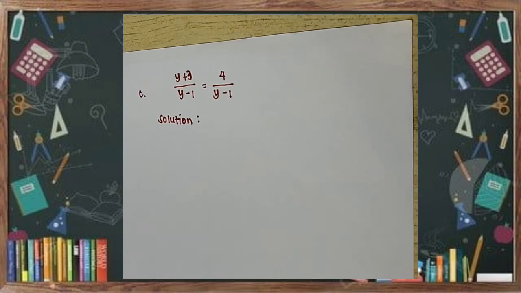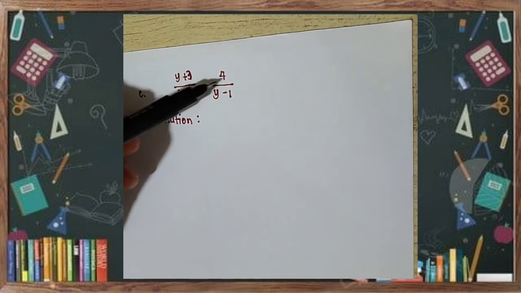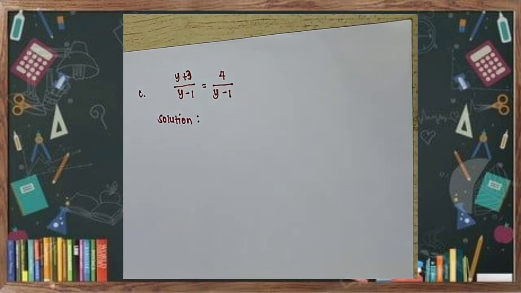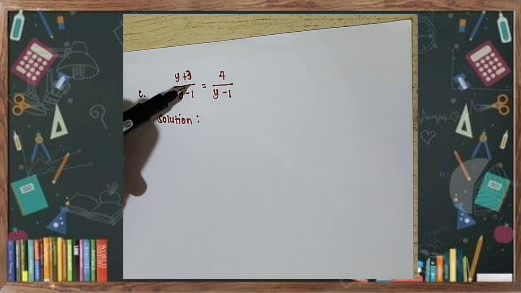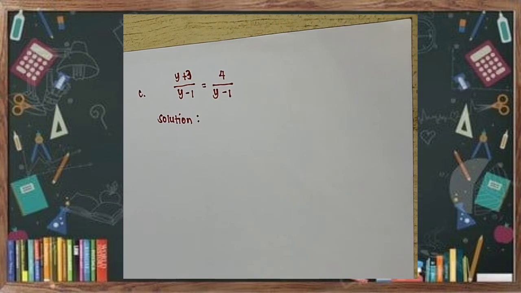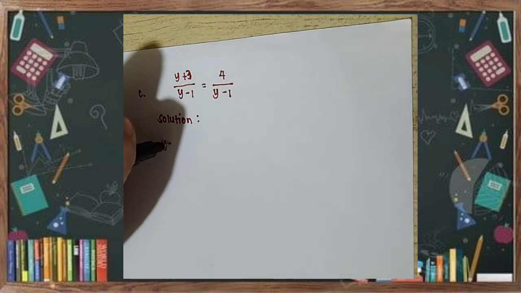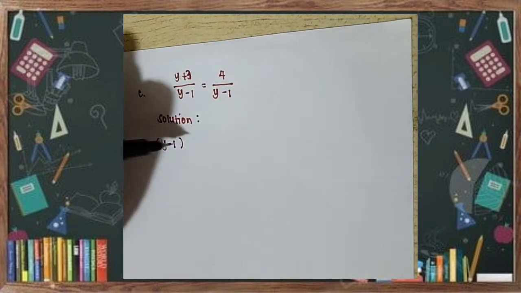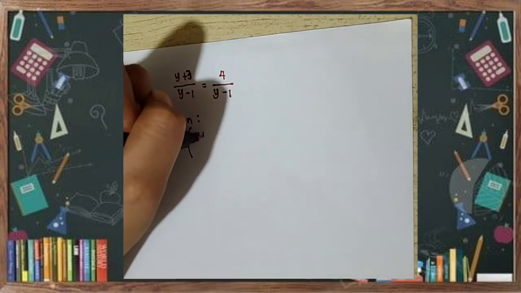Okay, let's have another example, letter C, with the given of y plus 3 all over y minus 1 equals 4 all over y minus 1. Okay, so as you can see, you will know the LCD since the first term in this equation and the second term in this equation both have the same denominator. That's why the LCD is y minus 1. Kung saan, imumultiply natin yan dun sa ating equation.